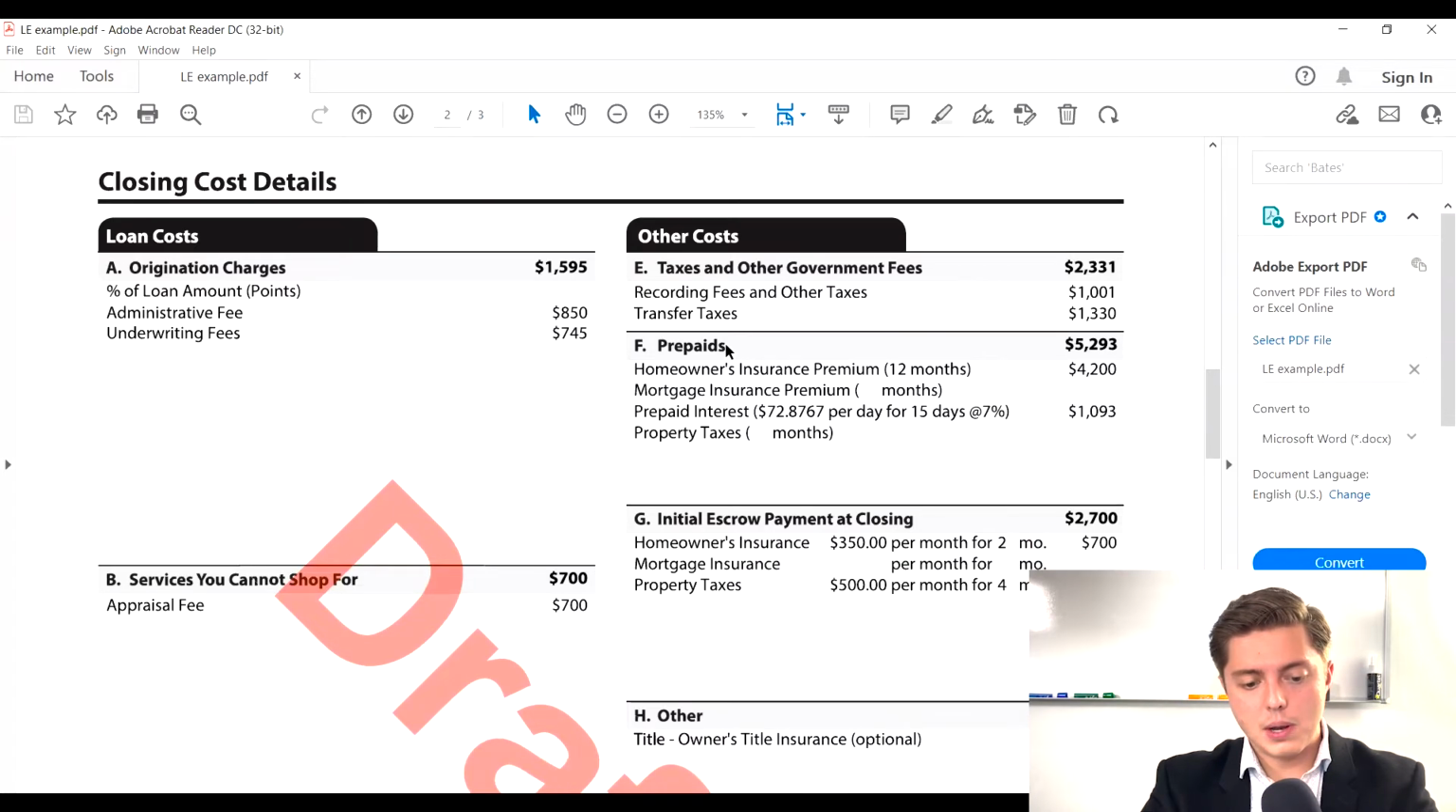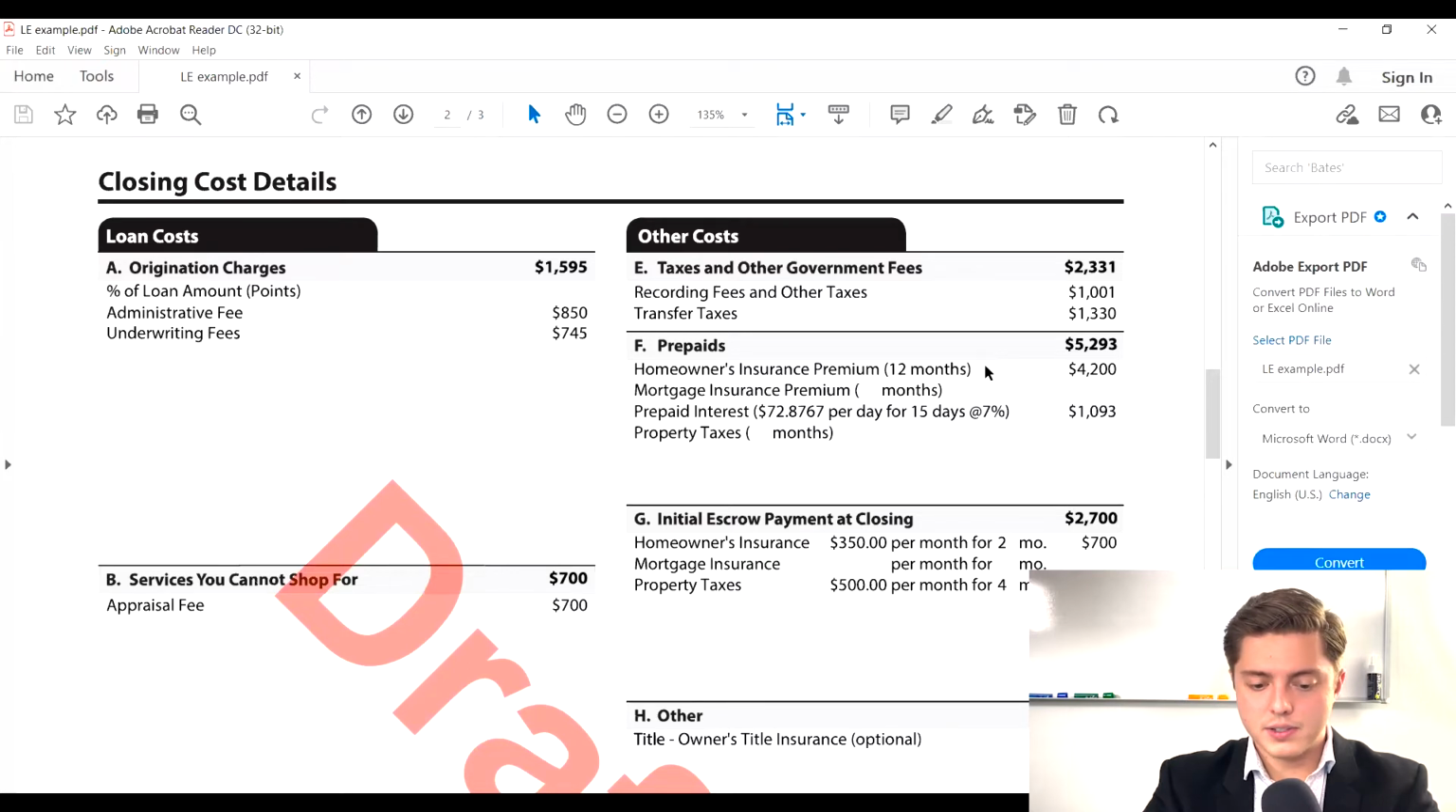Prepaids. So prepaids encompasses everything that you're paying for, that you're getting benefit from after you've paid for it. So homeowners insurance premium, when you pay your homeowners insurance policy at closing, you are getting that insurance coverage for a full year after closing. So it does need to be paid up front. That is required. It is considered a closing cost, however.